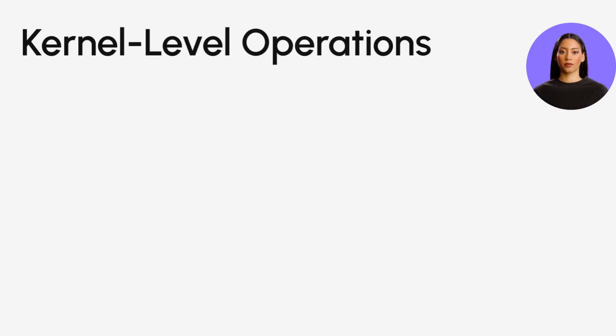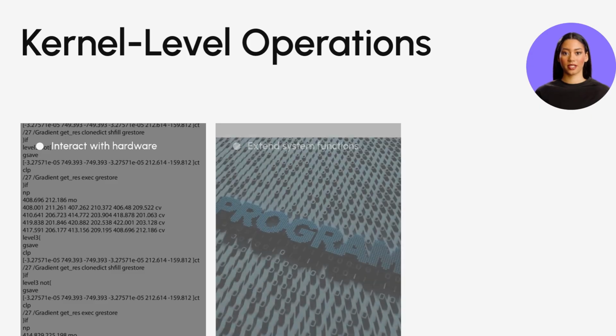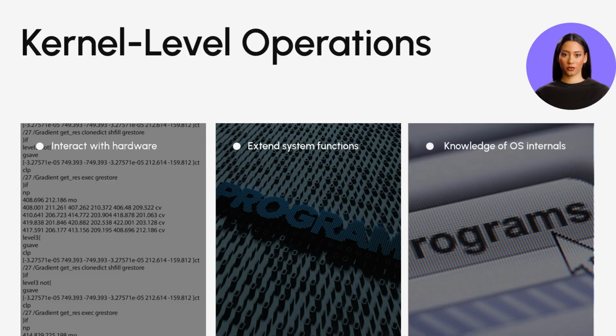Kernel-level programs operate within the kernel space. They interact directly with hardware and system resources. Linux kernel modules extend functionality without rebooting. Writing these programs requires knowledge of OS internals. Proper implementation ensures system stability.